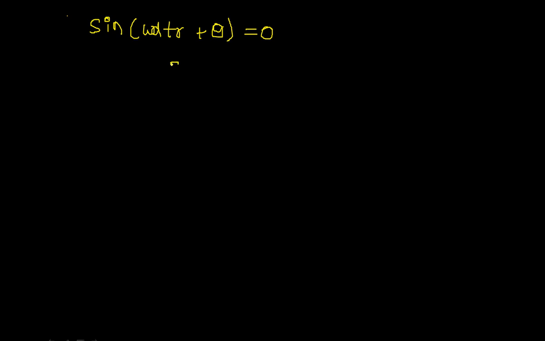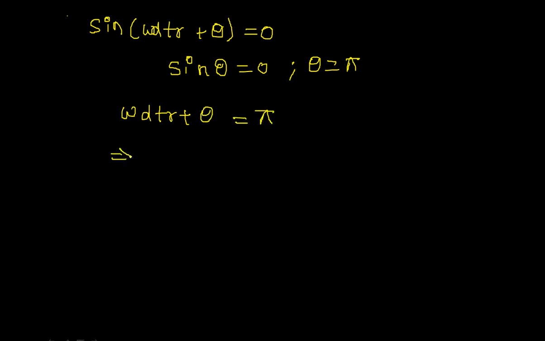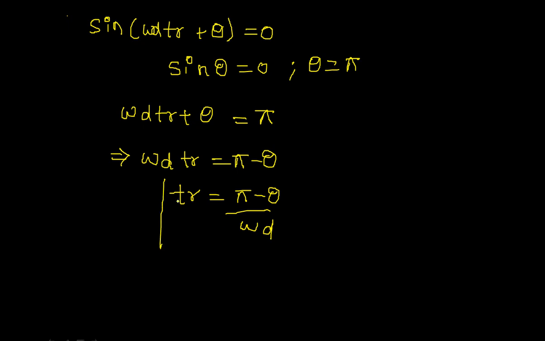So we know that sine theta will become 0 only when theta equal to pi. So substitute this, then you are getting omega d tr plus theta equal to pi. So from this we can write omega d tr equal to pi minus theta. So tr equal to pi minus theta by omega d. This is the formula for the rise time tr in the case of an underdamped system.